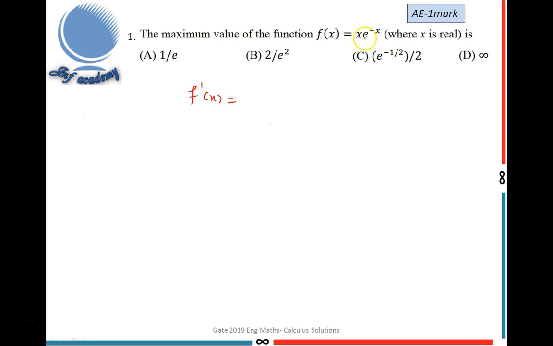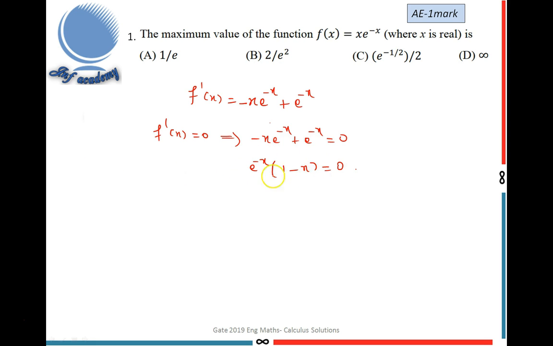F dash of x, using the formula of d of uv, u into dv, that is u is x, e power minus x, differentiation is minus e power minus x. Next, plus v du, du is 1, e power minus x. Next I find the critical point, so I solve the equation f dash of x equal to 0: minus x e power minus x plus e power minus x equal to 0. Here e power minus x is common, so I took it outside: 1 minus x equal to 0.